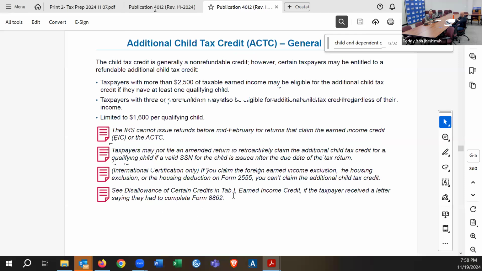And there's a little note here of see disallowance of certain credits in tab 1, earned income credit, if the taxpayer received the letter saying they have to complete the form 8862. Which is exactly what we're doing right now. This is how we make sure that the IRS is going to say, no, actually you're good. You can claim these credits again.